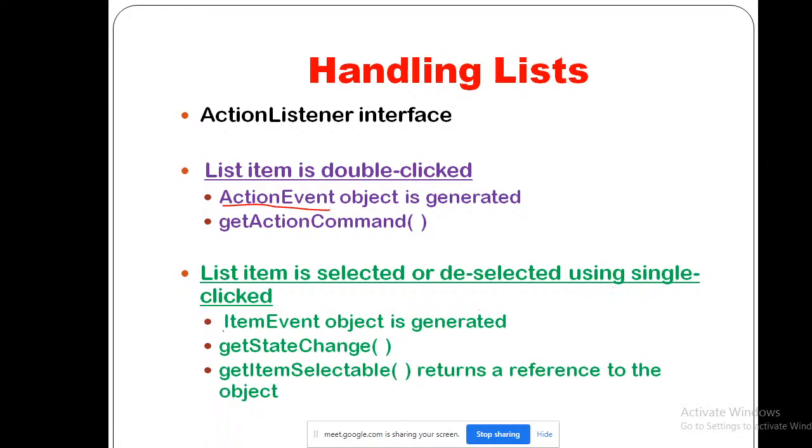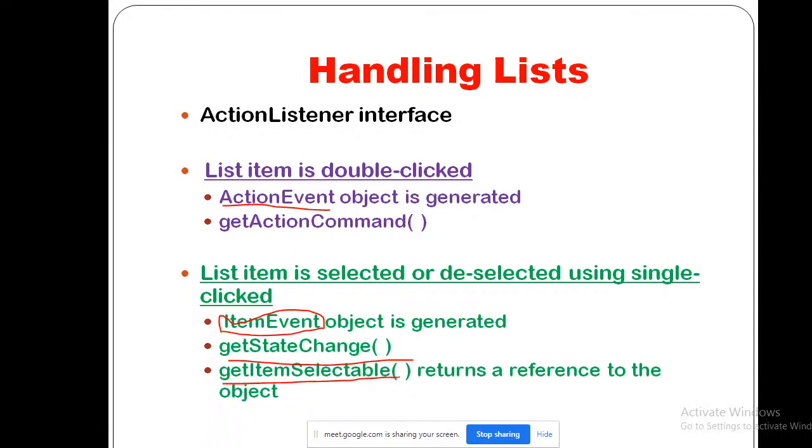That time it generates the item event. This event can be captured using getStateChange. Which item can be selected can be identified using getItemSelectable. The getItemSelectable method returns the reference to the object.